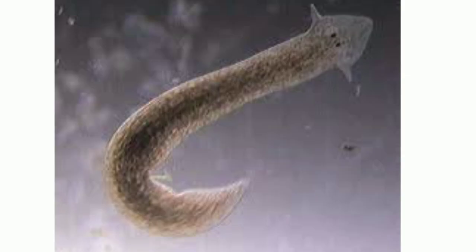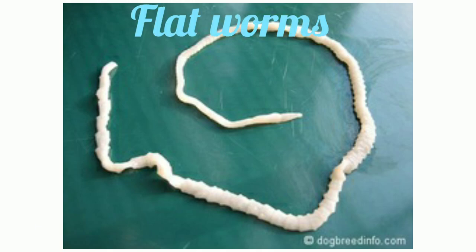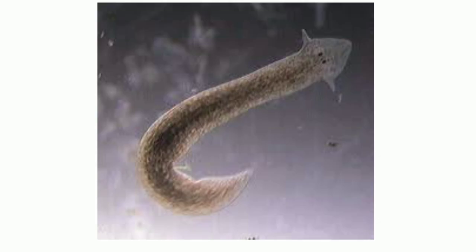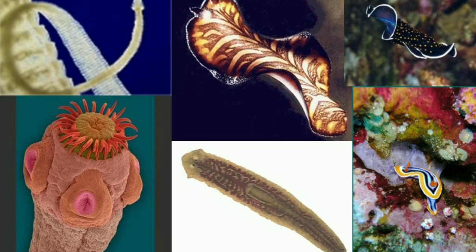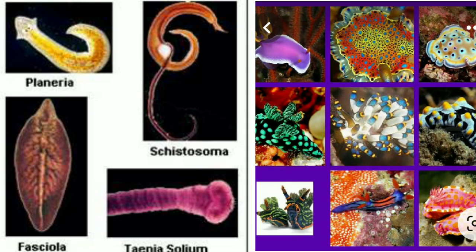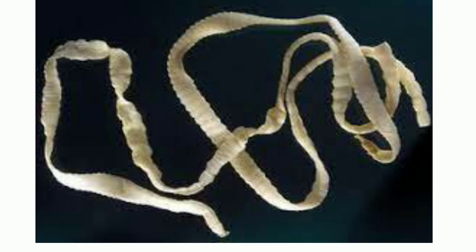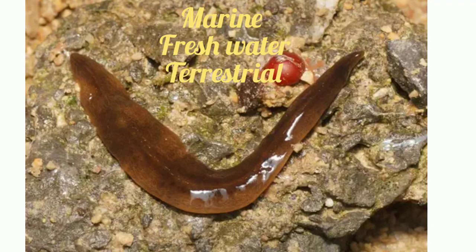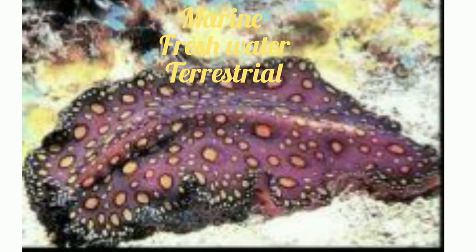In this video, let us study the general characters of Platyhelminthes. Platyhelminthes are commonly known as flatworms. They are soft-bodied invertebrate animals. There are around 20,000 species of these animals. Platyhelminthes can be found in varieties of environments such as marine, freshwater, and terrestrial habitats.